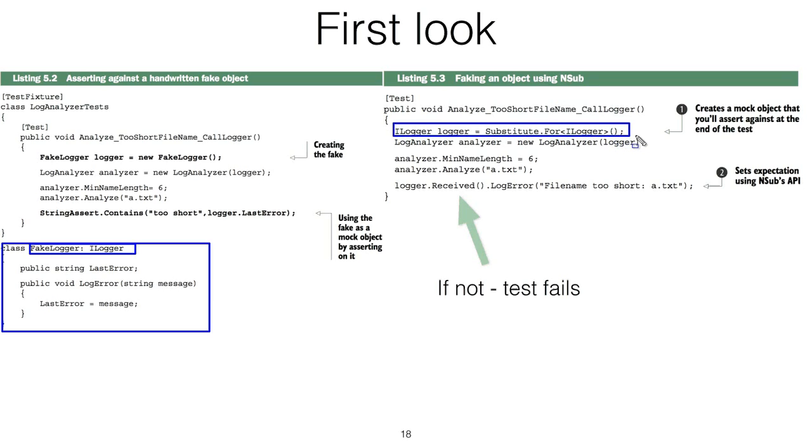You just create the fake object with the Substitute static class. You call method Substitute.For and pass the ILogger interface as a type parameter into it, and then on the logger object, as you remember it is our substitute, we call the Received method, and then check if that logger received the following call, LogError. If not, our test will fail.